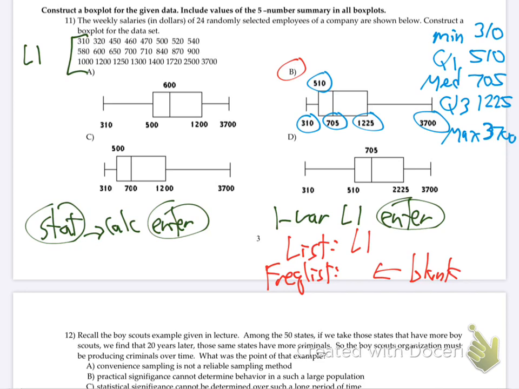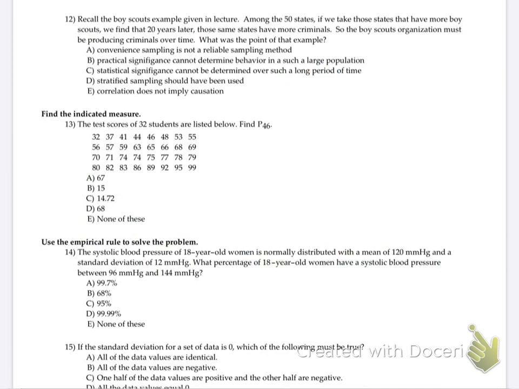When you put all the data in L1 and do second stat calc enter, list is L1, leave the frequency list blank, or just 1 var L1, enter on the older kind. So it'll do a little box. It's just telling you the 5 numbers for the box plot, and you have them that way. All right, on we go to number 12.